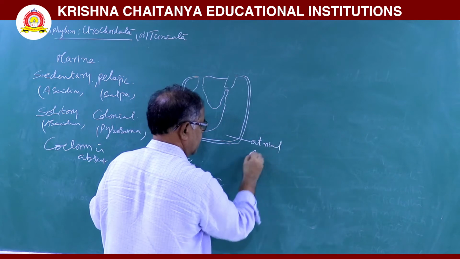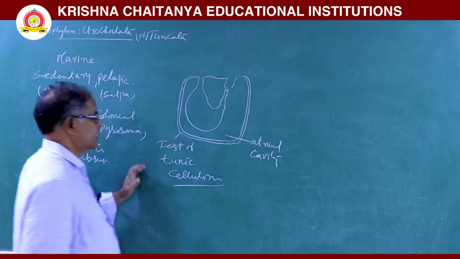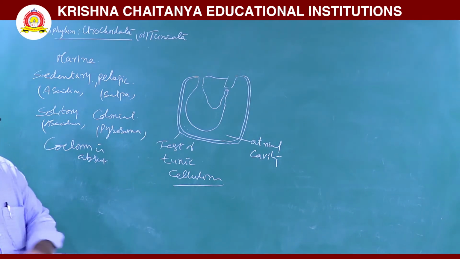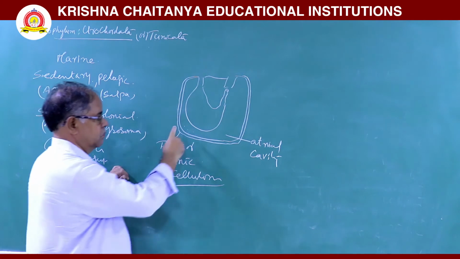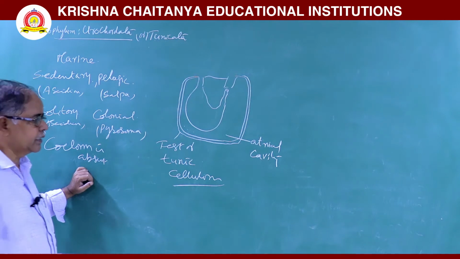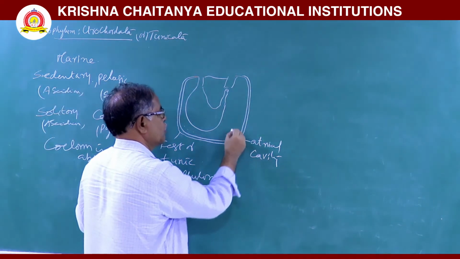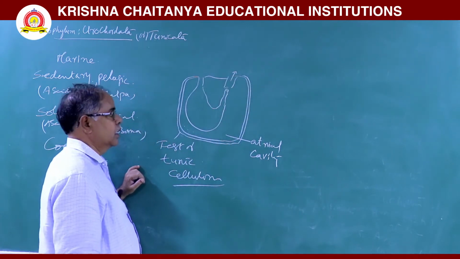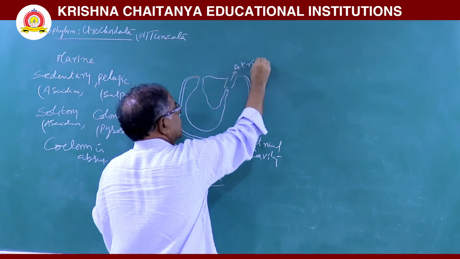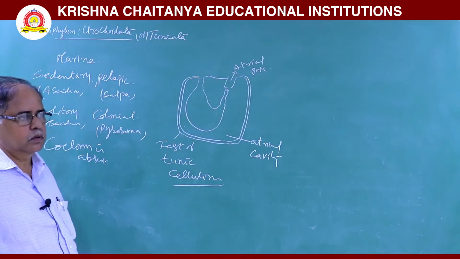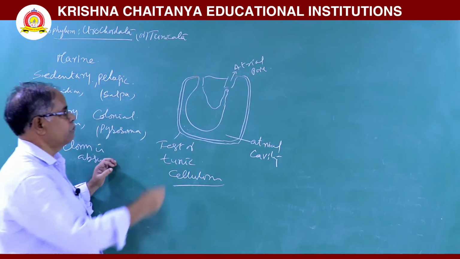Atrial cavity is there. Body is unsegmented. Next, in this animal, the atrium, this atrial cavity, opens out through a pore. This pore is called a dorsal pore or an atrial pore. Next, in this animal, complete digestive system.